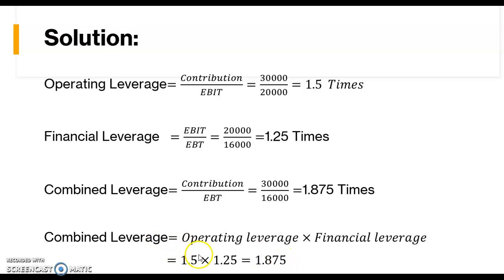So here we have prepared the statement of income. Afterwards, we have found out operating leverage, then financial leverage, and then combined leverage. Combined leverage we have found out using both formulas. One is contribution divided by EBT and the other method is operating leverage multiplied with financial leverage.